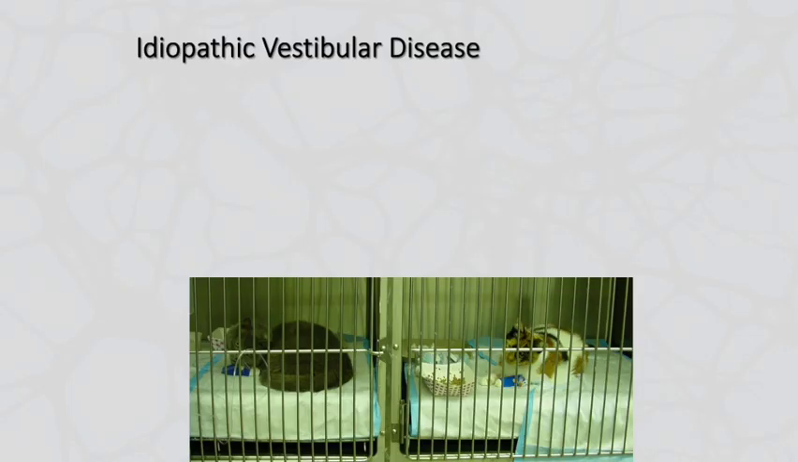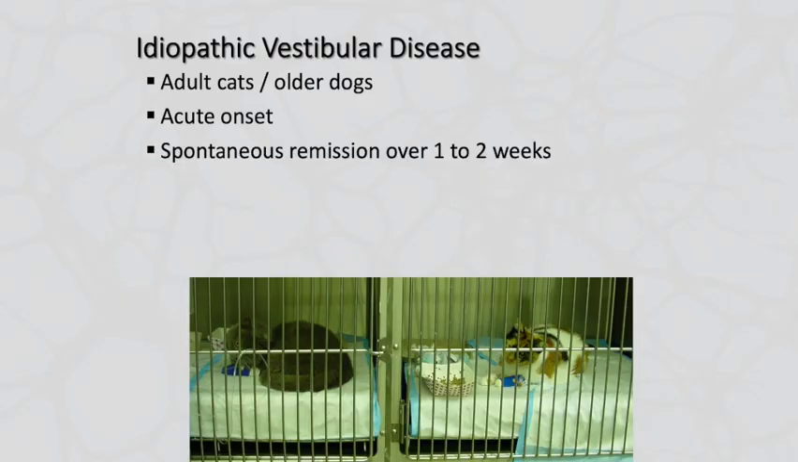Idiopathic vestibular disease is extremely common, especially in dogs, not nearly as common in cats. In dogs, we usually think of older dogs. It's often called old dog vestibular disease, but in cats, they're usually more middle-aged to maybe even younger when it occurs. It's a peracute onset, so these animals are normal, and then just out of nowhere, they're severely vestibular.